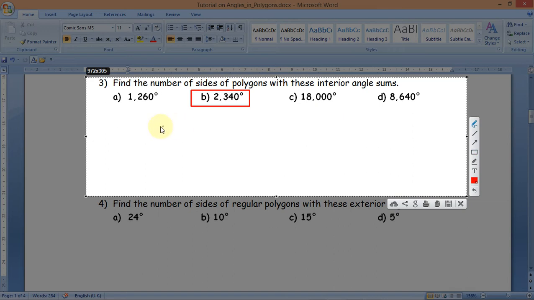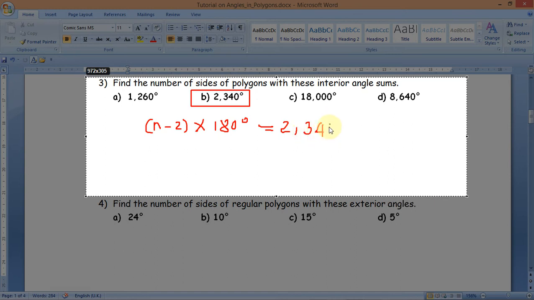Don't forget, the sum of the interior angles for any given polygon is n minus 2 times 180 degrees. So you use your formula now. If you use n minus 2 times 180 degrees, you should get the sum. But this time around, the sum is given to be 2340, and because we have to determine the number of sides, you make n the subject of the formula in this case.